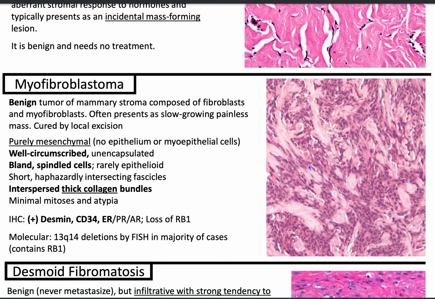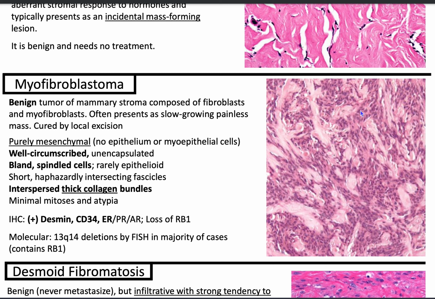All right, myofibroblastoma. This is a purely mesenchymal tumor composed of mammary stroma made by fibroblasts and myofibroblasts. Clinically, it's a slow-growing, painless mass and is cured by local excision. Histologically, it'll be a well-circumscribed, unencapsulated mass with thick collagen bundles, as you can see here.